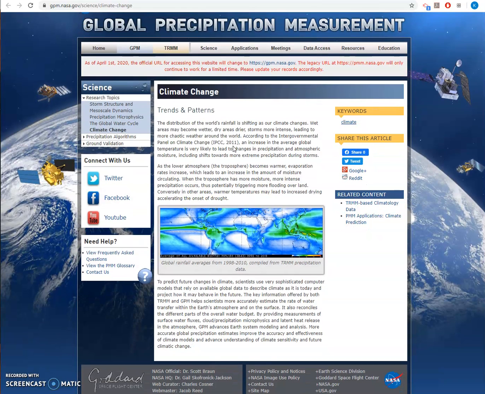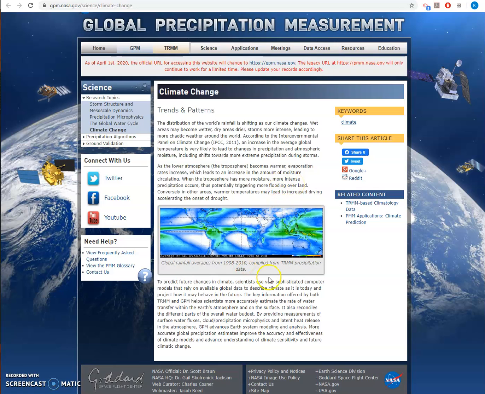According to the Intergovernmental Panel on Climate Change, an increase in the average global temperature is very likely to lead to changes in precipitation and atmospheric moisture, which will shift the precipitation during storms. There's a lot of jargon in here. As the lower atmosphere, or the troposphere, becomes warmer, evaporation increases, which puts more moisture in the air. When there's more moisture, there's more intense precipitation, triggering more flooding. And in other areas, warmer temperatures may lead to increased drying, which would accelerate drought.